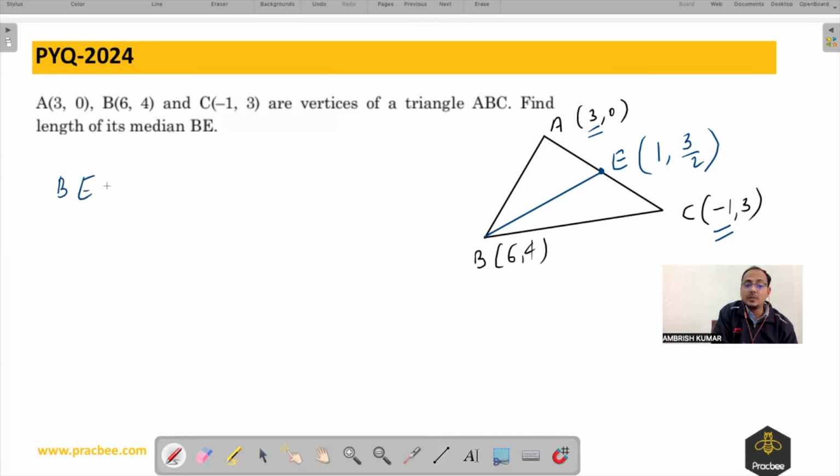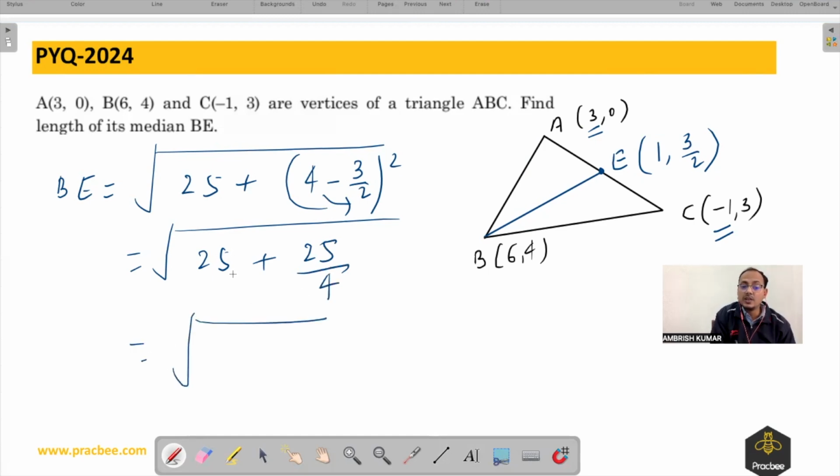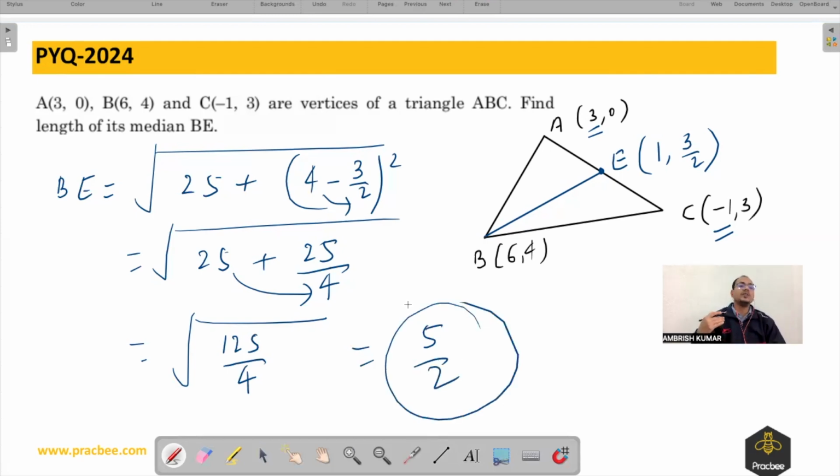So the length of the median is going to be the square root of 6 minus 1, 5 square, 25, plus 4 minus 3 by 2 whole square. So it's going to be the square root of 25 plus 4 into 2, 8 minus 3, 5 by 2 whole square, means 25 by 4. So it's 25 times 4, 100 plus 25 by 4. So the distance is going to be 5 by 2 units, right? So this is the length of the median. Clear? Any doubt?